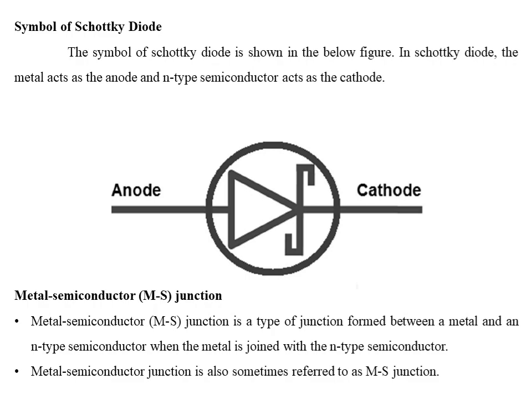Symbol of Schottky diode. The symbol of Schottky diode is shown in the figure below. In Schottky diode, the metal acts as the anode and N-type semiconductor acts as the cathode.